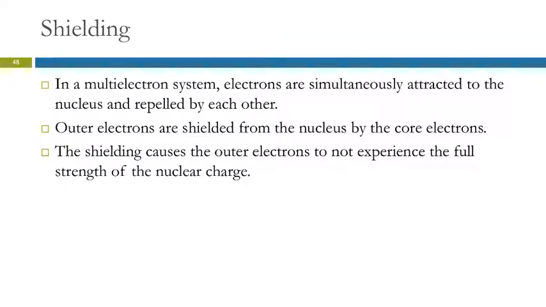Well, we've got shielding, and we've talked about this. The electrons are attracted to the nucleus, repelled by each other, and the outer electrons get shielded from the nucleus by the core electrons. So those outer electrons don't experience the full strength of the nuclear charge.